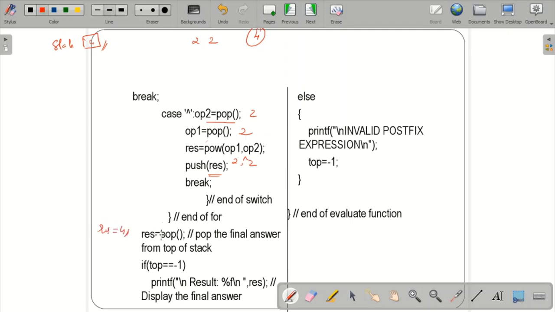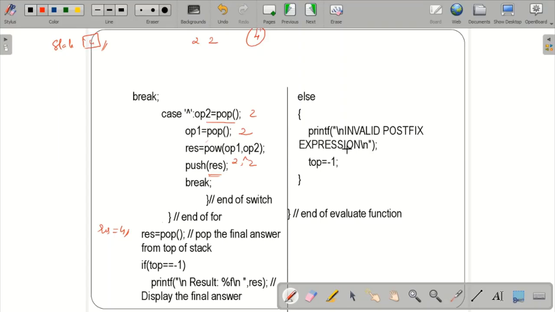And then I've written an if statement over here. If top is equal to minus 1, print the result, because when you don't have anything left, result is equal to pop and you're done. Now if top is equal to minus 1, whatever the result is, I'm going to display the final answer.